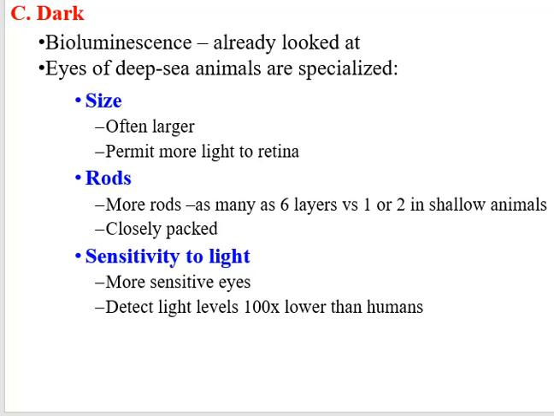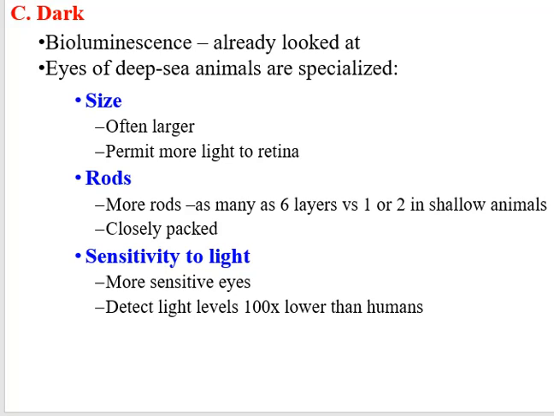So you can see here in terms of sensitivity of light, because of how big their eyes are, and 2, because of the distribution of rods, the number of rods and the orientation of rods, that they can detect light levels as great as 100 times lower than humans.